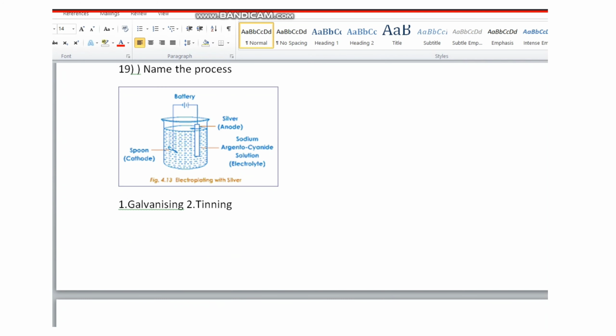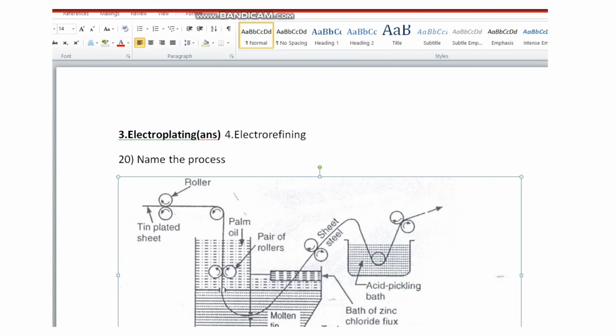Then name the process. This is the process in which a silver rod acts as an anode, and a silver spoon is connected to the cathode. On the spoon, silver is coated. This is the electroplating or electrocoating process.